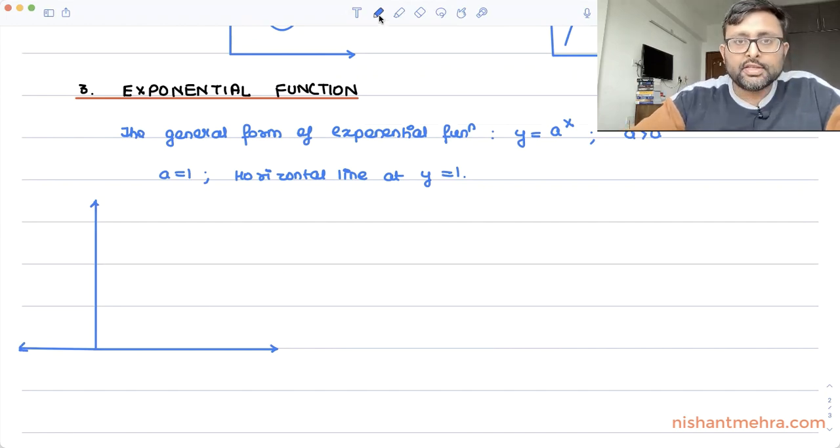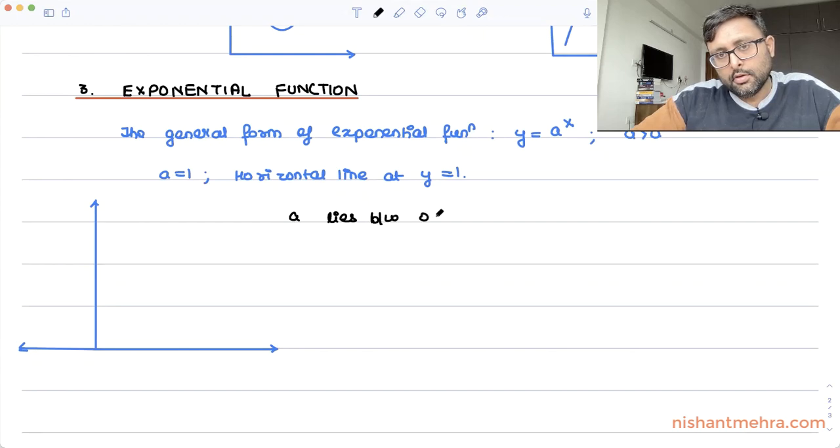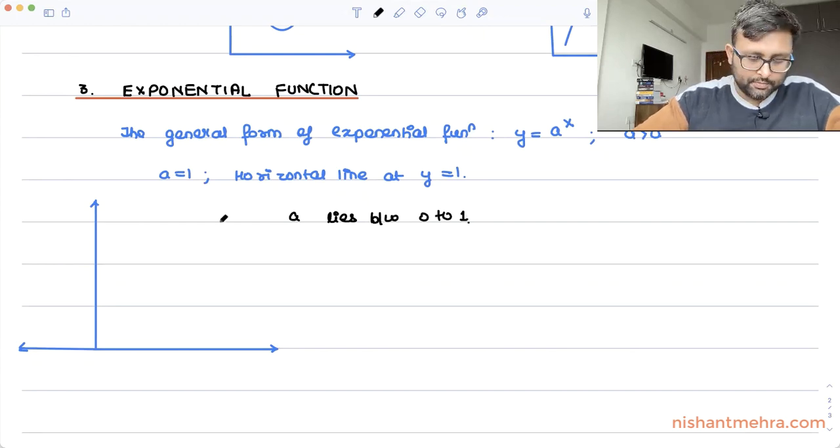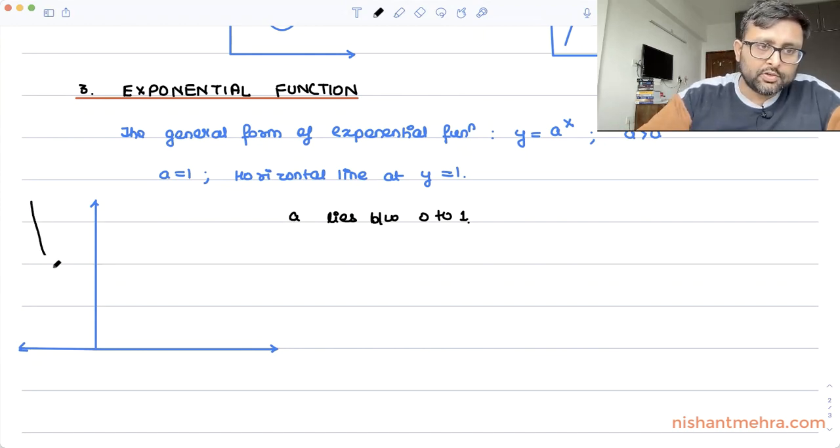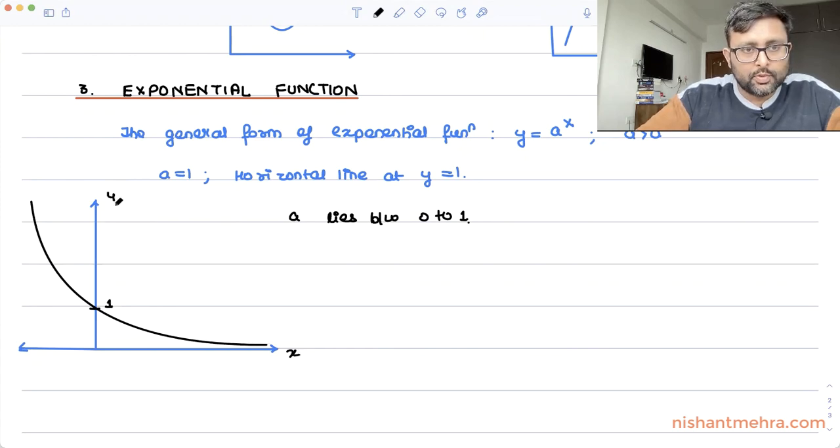Well, the first case is when a lies between 0 and 1. You pick any value, for example, half. y is equal to half to the power x. So you get a function like this. Of course, this is your x-axis, this is your y-axis. As x is increasing, you're seeing that f(x) is going towards 0. Your y is going towards 0.